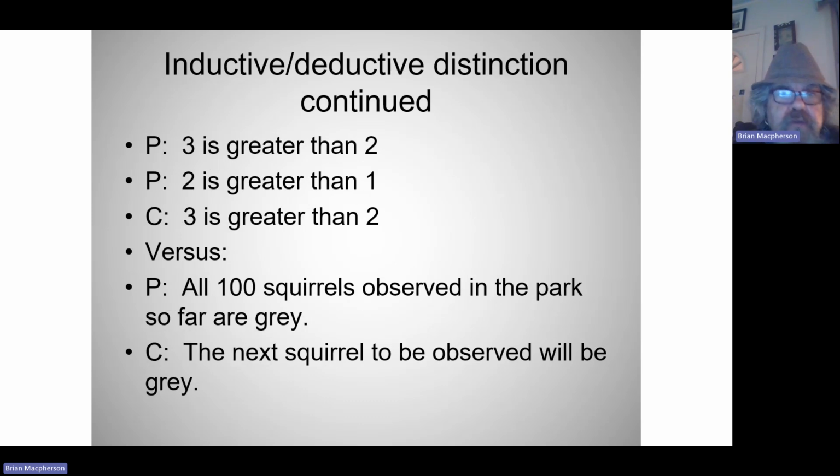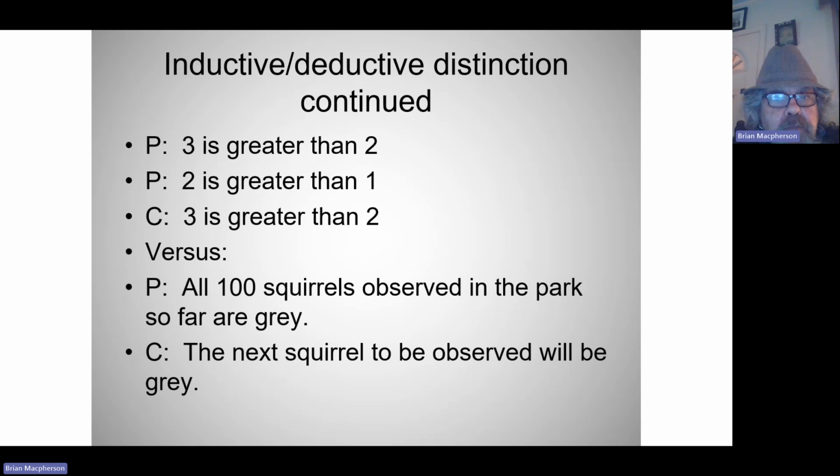So I give you a couple of simple examples on the next slide. If you look at the top argument, that's a deductive argument. Premise 1, 3 is greater than 2. Premise 2, 2 is greater than 1. It therefore follows conclusively with certainty that 3 is greater than 1, right? Actually, that should be 1, not 2. That's a typo. So basically, deductive arguments establish their conclusion with certainty.